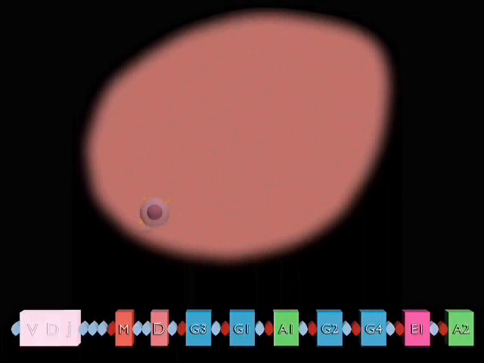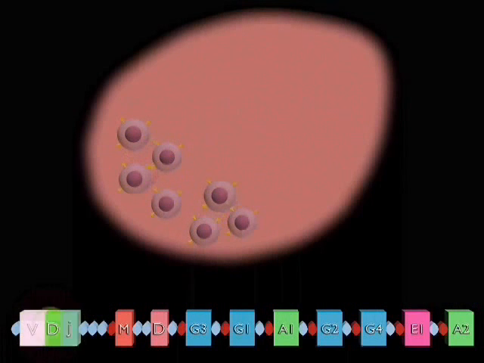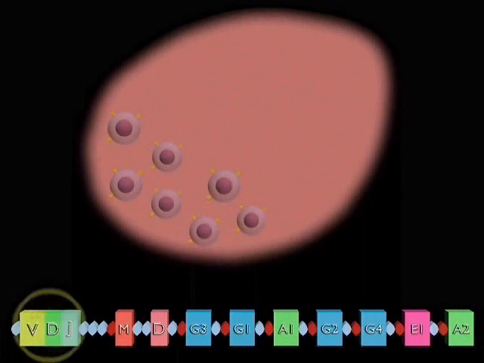A primed B cell enters a germinal center and undergoes rapid division. At the same time, a mechanism is activated which introduces mutations into the DNA around the recombined VDJ gene, so each B cell has a slightly different antibody. Occasionally, a mutation will generate antibody with a higher affinity for its antigen.